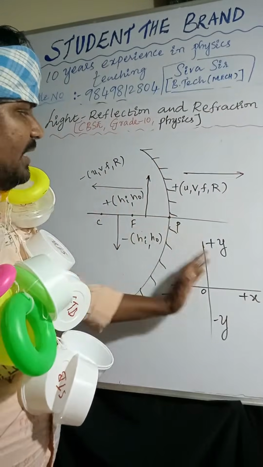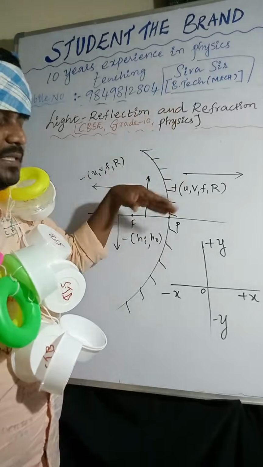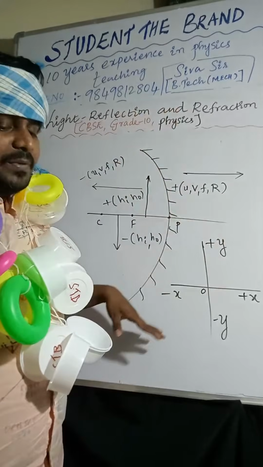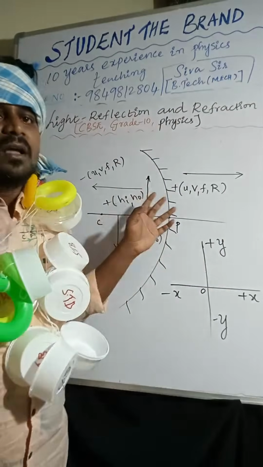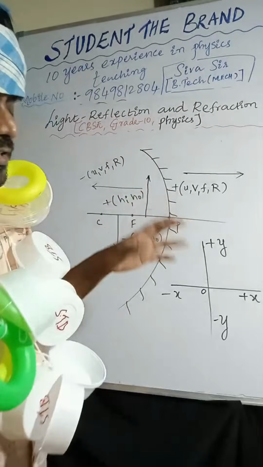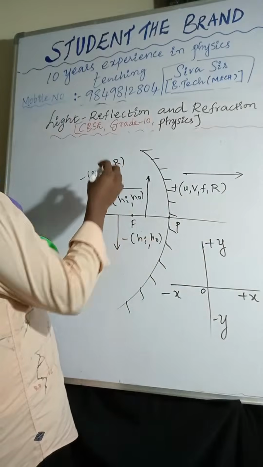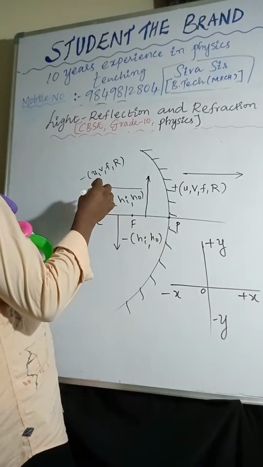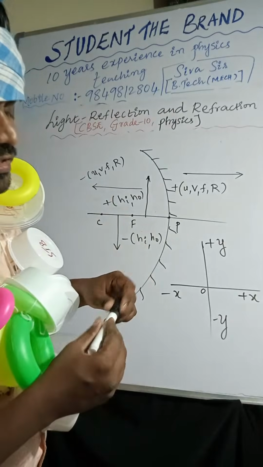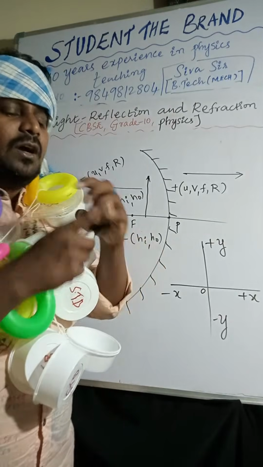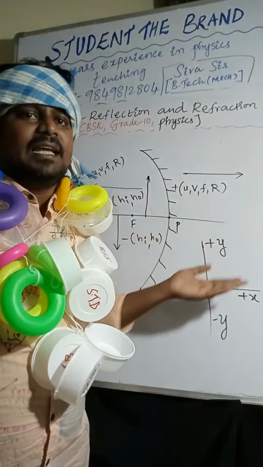Opposite to incident rays, all are negative. Above the principal axis, all are positive. Below the principal axis, all are negative. Yes or no? So this is about sign convention. This is also called the new Cartesian sign convention. Simply, we can say sign conventions.